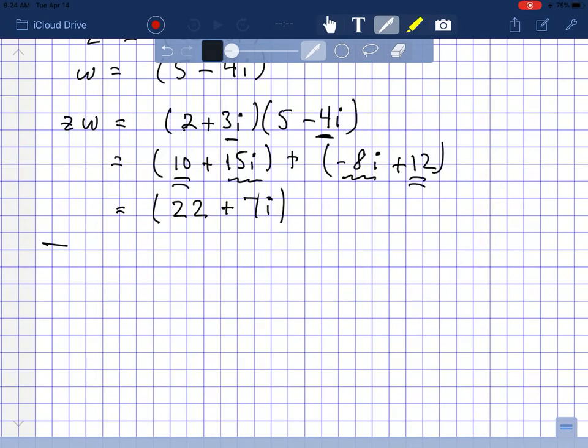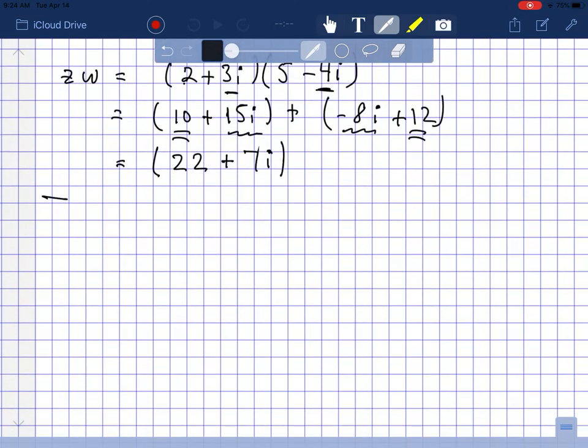So try to do some of the suggested problems and work out a few of the multiplication type problems. Now, there's more, a lot more to complex numbers.